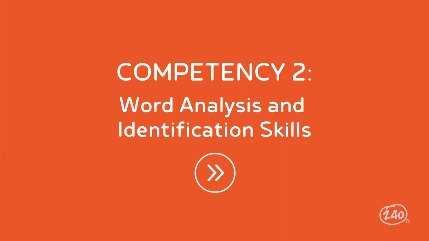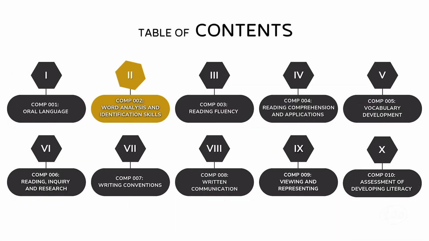Okay, now that we've talked about developing students' oral language, we're ready for the second competency. Competency 2 is word analysis and identification skills. Under this topic, students are ready to learn the nuts and bolts of how to read on their own. There are several different strategies readers can use to identify a word. Let's zoom in on structural analysis.